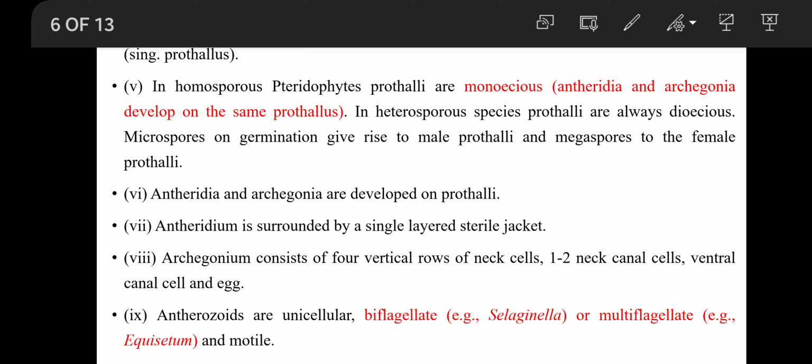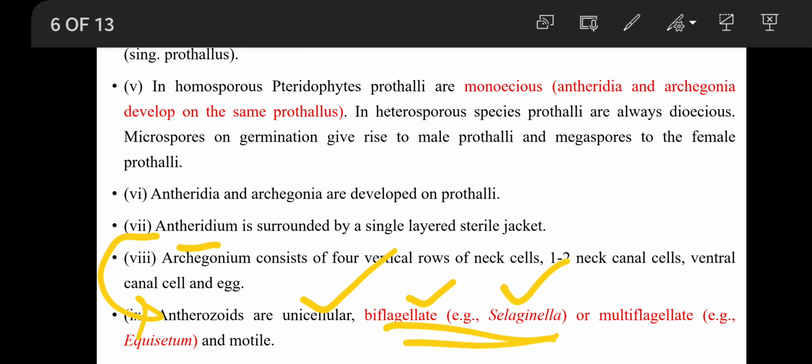Antheridium is surrounded by a sterile jacket layer, as in the case of bryophytes. Archegonium consists of 4 vertical rows of neck cells, 1 or 2 neck canal cells, a ventral canal cell and an egg. Antherozoids, which are produced inside the antheridium, are unicellular and biflagellate in the case of Selaginella, multiflagellate in the case of Equisetum, and the antherozoids are motile.